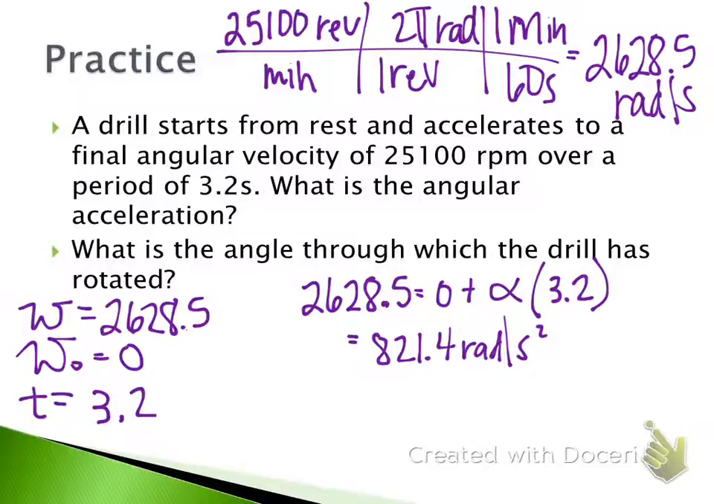The last question asks for what's the angle through which the drill has rotated? Okay, we still want this in radians, and a radian is still an angle, right? We usually measure angles in degrees, but a radian is still an angle. It's just a bigger chunk of the circle than 1 degree is. Okay, so we still want this in radians. How do we go about solving for theta here? Does it matter which equation we use? No, because we've got every variable that we need. Okay, so use either the second or the third equation there to go ahead and solve for theta.